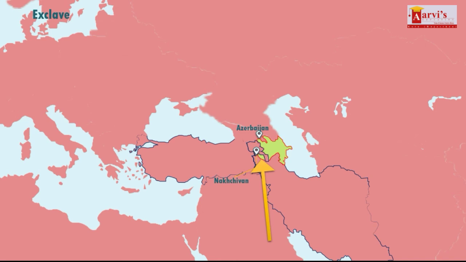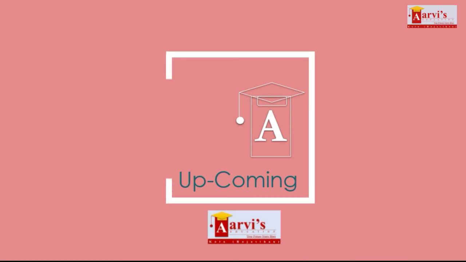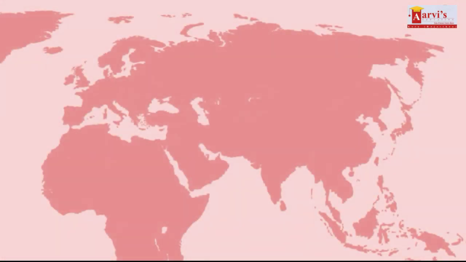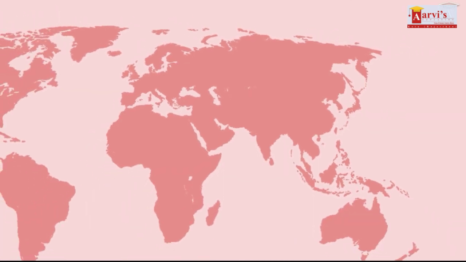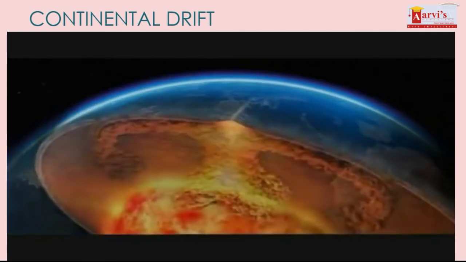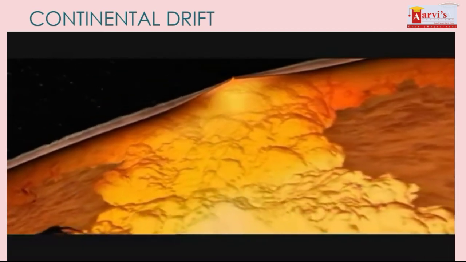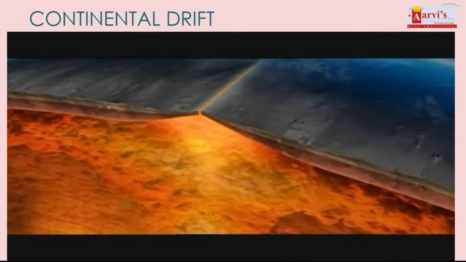So this was all for today's video. But what is coming up? Yes, in the world map series, next we will present what is Eurasia, what is Afro-Eurasia, and how continental drift started and these continents met and the earth came into the shape which it is today.